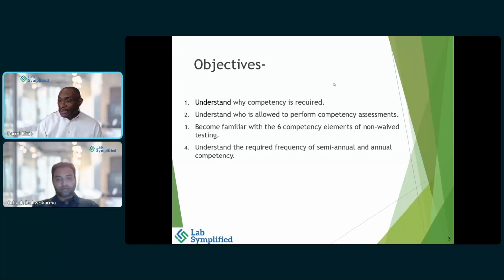And number 4 here, understand the required frequency of semi-annual and annual competency. I already mentioned earlier that timing, especially for the semi-annual competency, is so important to get done on time. I'm going to give you some tips on how to make that work for you. Semi-annual competencies have to be done on all your new hires. We're going to talk about when that clock starts and when it is due. If you think about it, when I show you, it's pretty simple. It's just that you have to have it organized. And we're also going to mention how your staff should be involved. Those new hires should be involved in reminding you, hey, it's time for my competency.